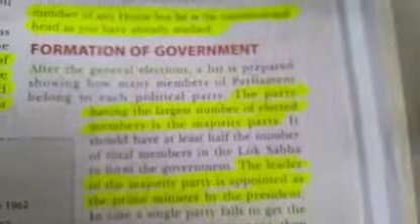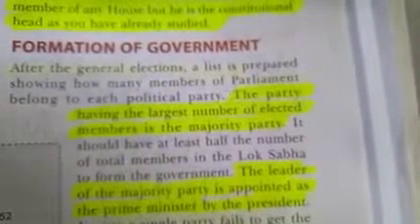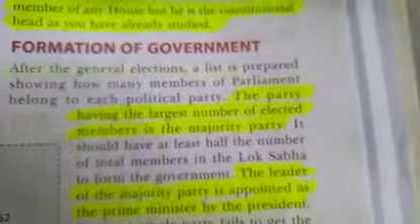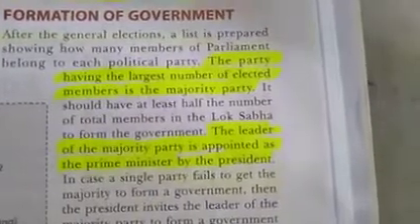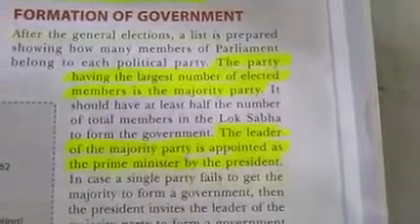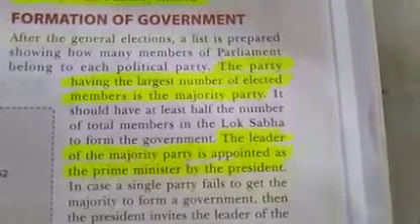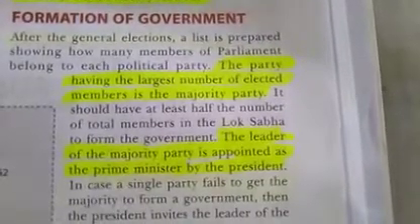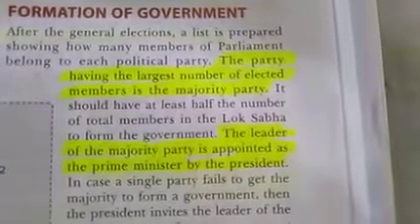Formation of government. After the general elections, a list is prepared showing how many members of parliament belong to each political party. The party having the largest number of elected members is the majority party. Now students, that day only I have told you that all the green markings in the book are the important key lines. So do mark them, don't forget, okay?